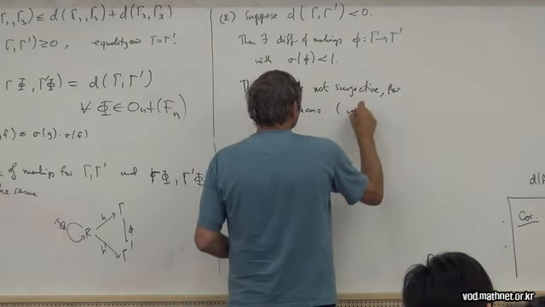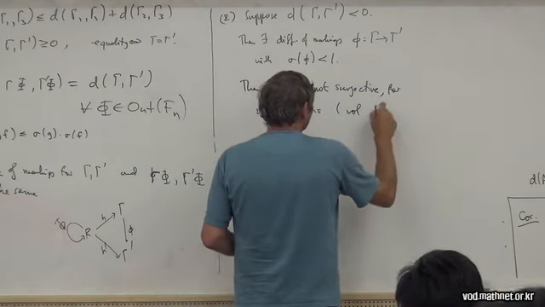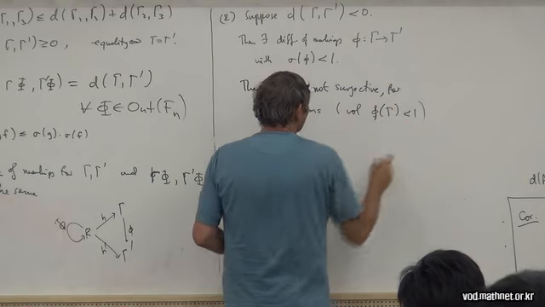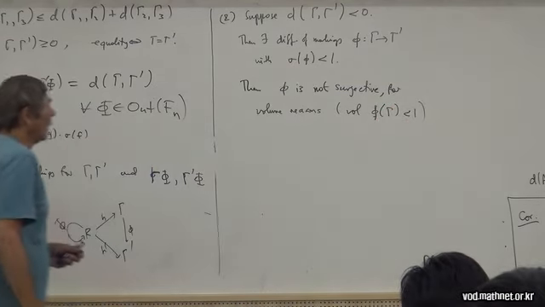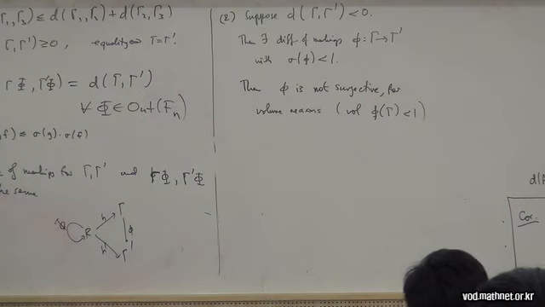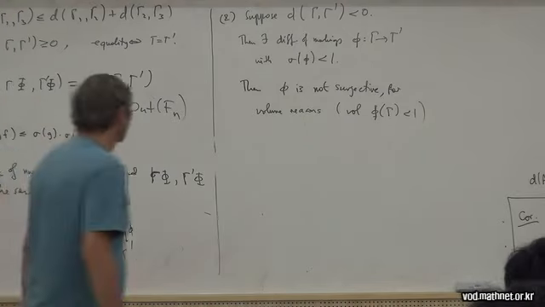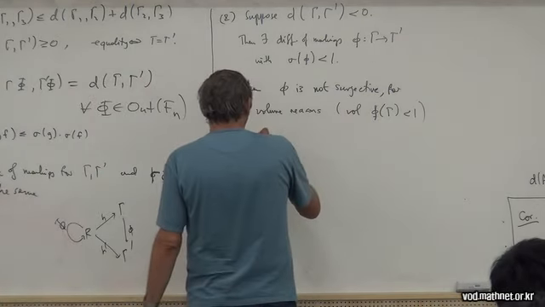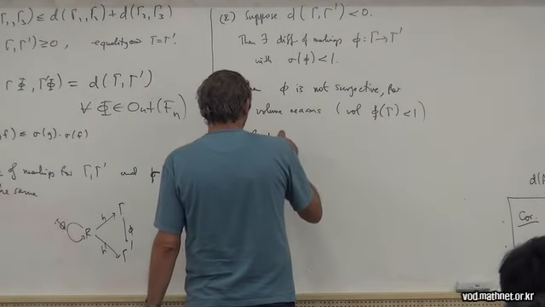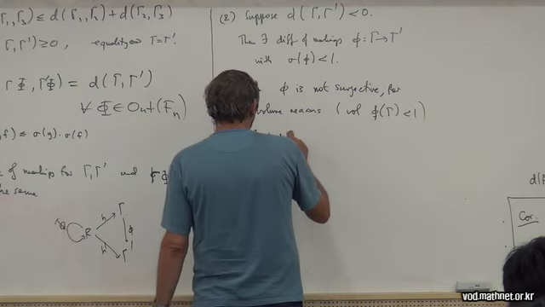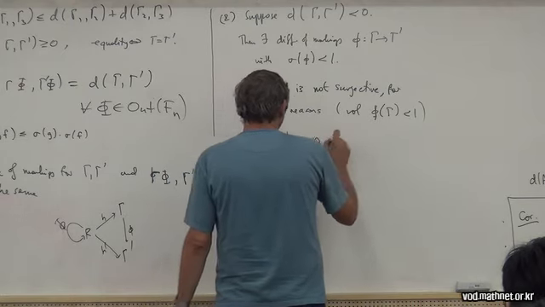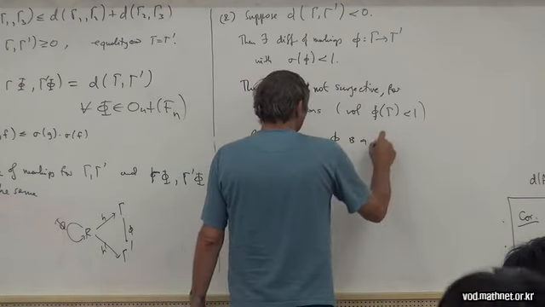I mean, the volume of phi of gamma is less than 1. But that's a contradiction. We have these graphs without valence 1 vertices. There is no homotopy equivalence that's not surjective. Every homotopy equivalence is surjective. Contradiction, as phi is a homotopy equivalence.